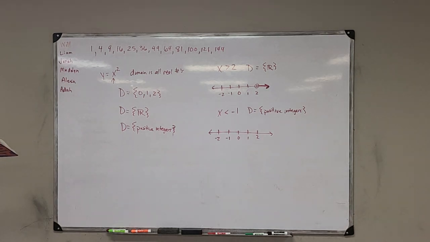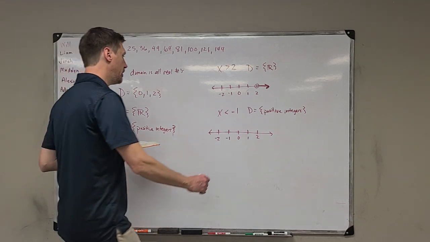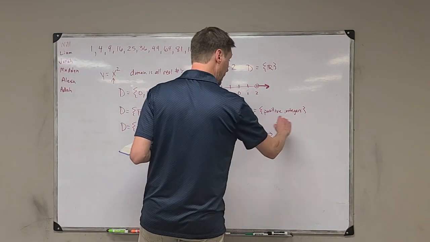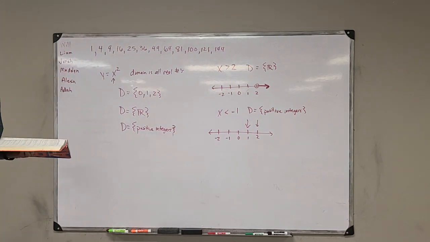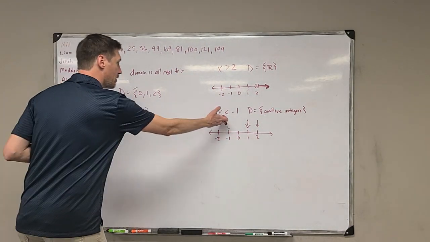X is less than negative 1, but the domain is only positive integers. Negative 1, open circle to the left. That would be true if the domain was all real numbers. What are the positive integers again? 1, 2, and it keeps going, 3, 4, 5, right? Are there any positive integers that are less than negative 1?